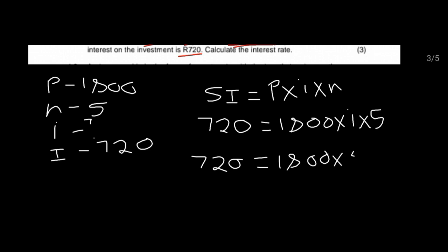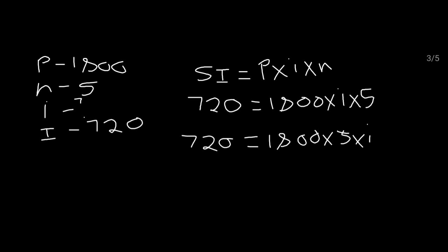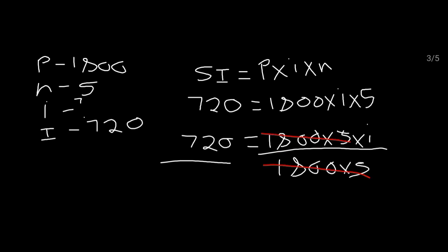1,800 multiplied by 5, and then I. I can write it as this, as multiplication. And then, because it's so, now I can divide both sides. Remember, I just wrote 1,800 and 5 there. So this means below I can just divide by 1,800 multiplied by 5. And then you can see they cancel each other, so easy.